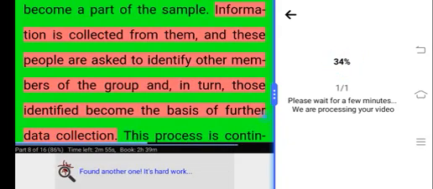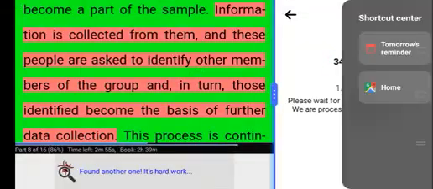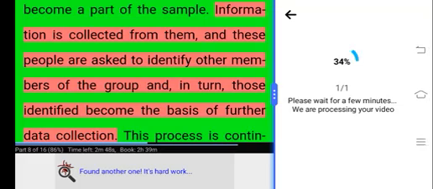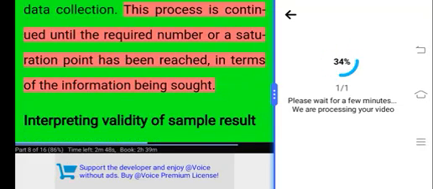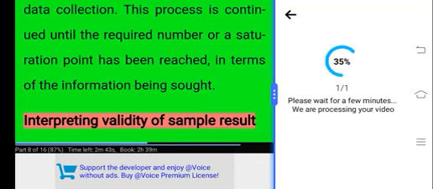Information is collected from them, and these people are asked to identify other members of the group and, in turn, those identified become the basis of further data collection. This process is continued until the required number or a saturation point has been reached, in terms of the information being sought.